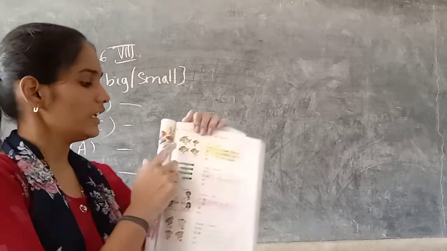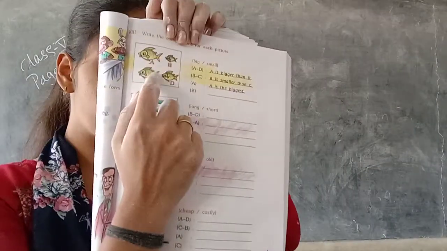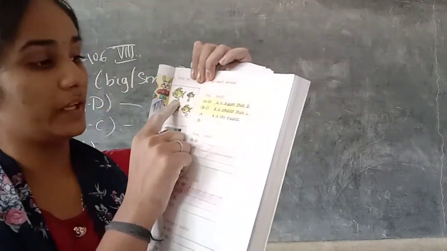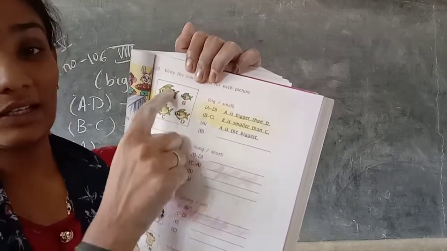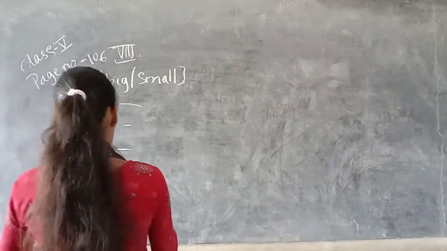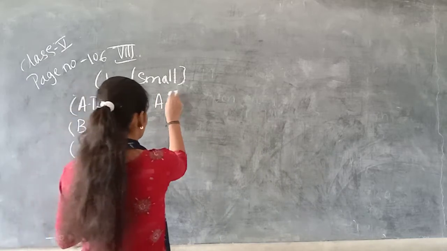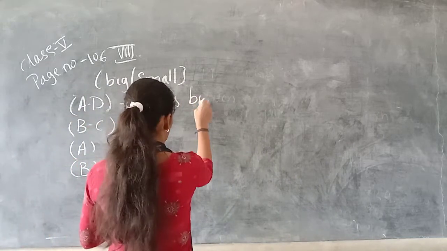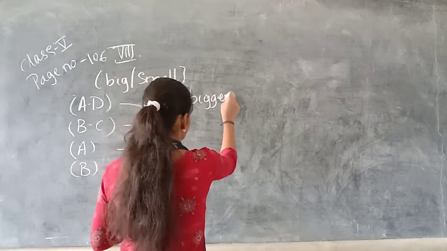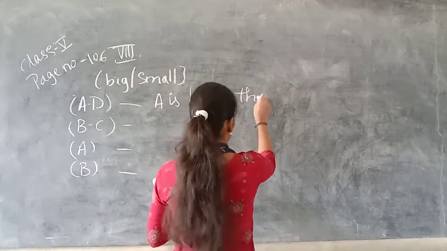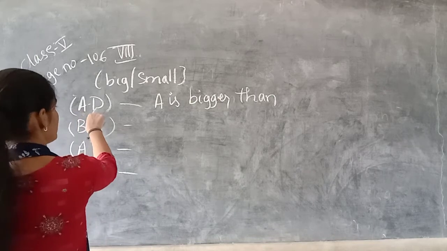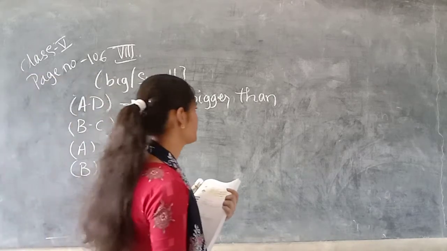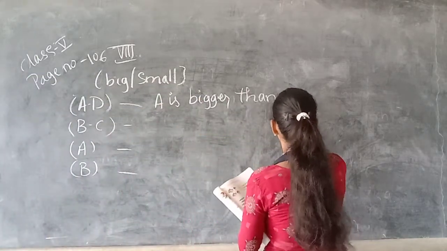So see here, A fish is big. Yes, it is big. But they have given A, D. So who is small? D is small. So for that they have given A is bigger than. Why compare with A? In the sense we have to compare the A fish with the B fish. So who is bigger? A is bigger than B.